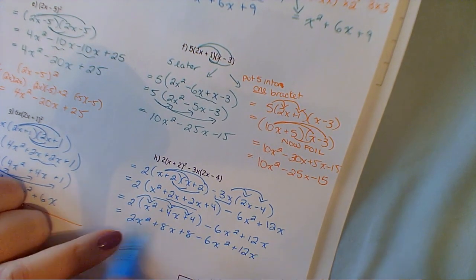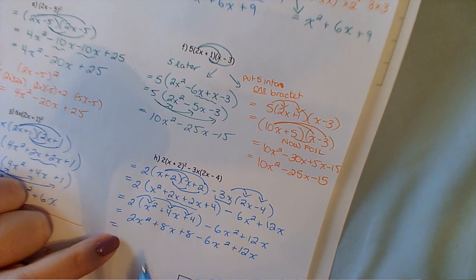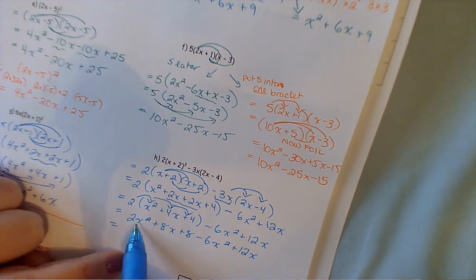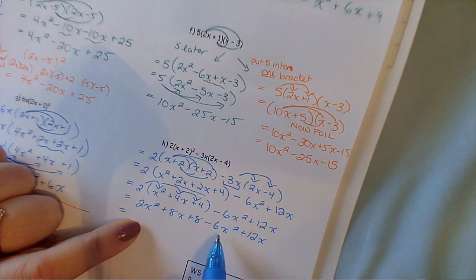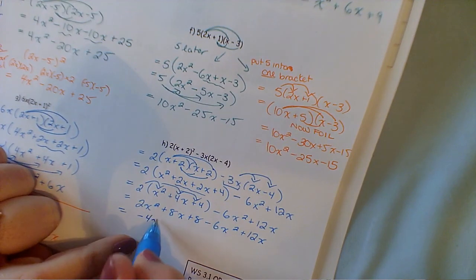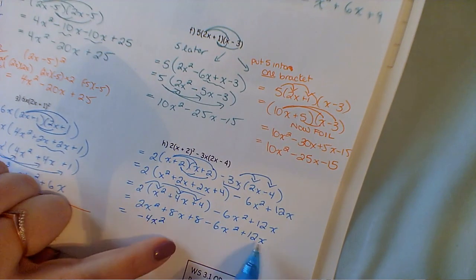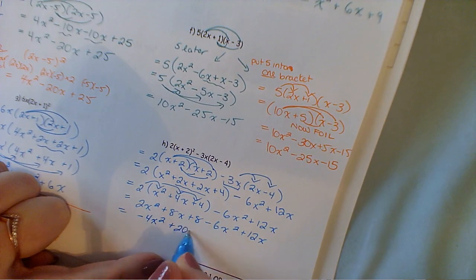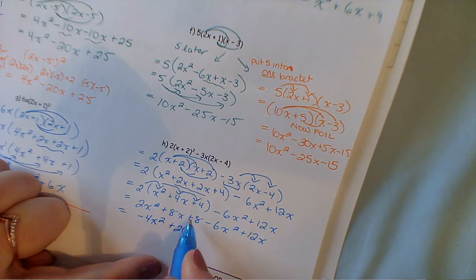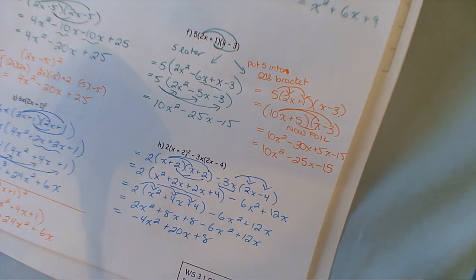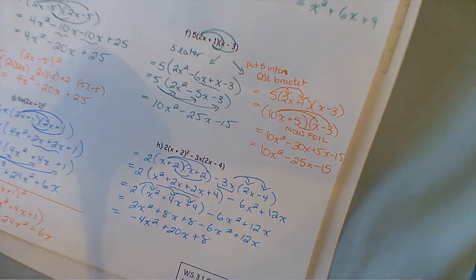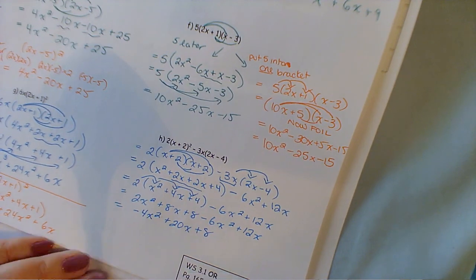So now I look through, everybody's free. There are no brackets anymore. I have 2x squared here and minus 6x squared there, so that together gives me negative 4x squared. 8x plus 12x is 20x's. So gone, gone, gone, gone, plus 8 is the last guy still left behind. Okay, so that was step by step, showing all my work the whole way through.